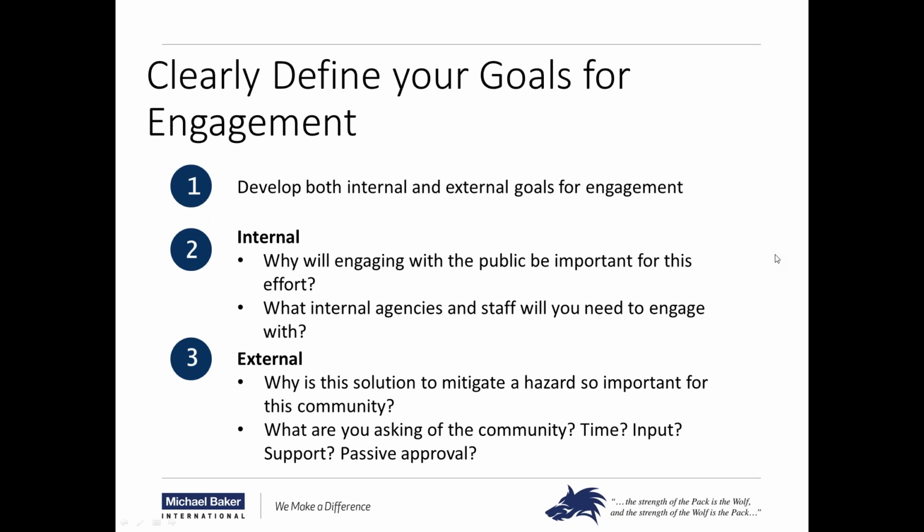Externally, think about why the solution to mitigate hazards is so important for that community. That goes back to both the data points Nicole gave and connecting that to people's daily lives, and also understanding what that community values and what their critical needs are. And then lastly, what are you asking from them? When you're going out to these stakeholders, what exactly do you need to learn from them? What do you need to get back? Do you just need their passive approval so that they're informed? Or are they at some point going to have a vote or say in the outcome and you need a positive response? So what level of support do you need from them?